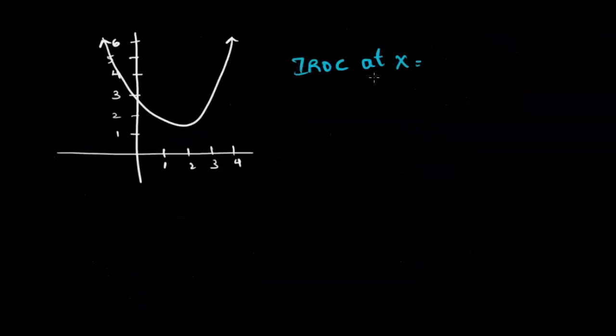Let's say we're supposed to find out IROC at x equal to 2. Then we would make a line passing through the graph touching at x equal to 2. We see this is the minimum point on the graph. So when we make a tangent line, it would always be a flat line or a horizontal line.